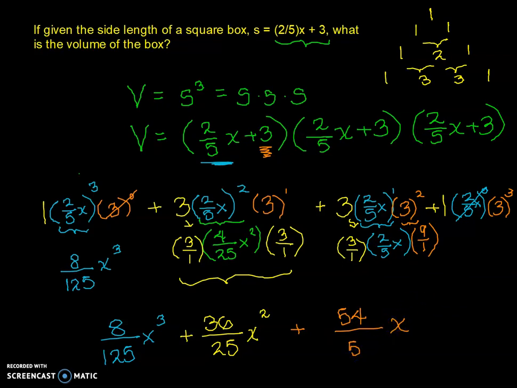And then finally, plus 3 to the third power. Again, exponents come before multiplication. So remember PEMDAS. 3 to the third power is 27, and then it's just being multiplied by 1. So 27 times 1 would just give me 27. And that would be the volume.